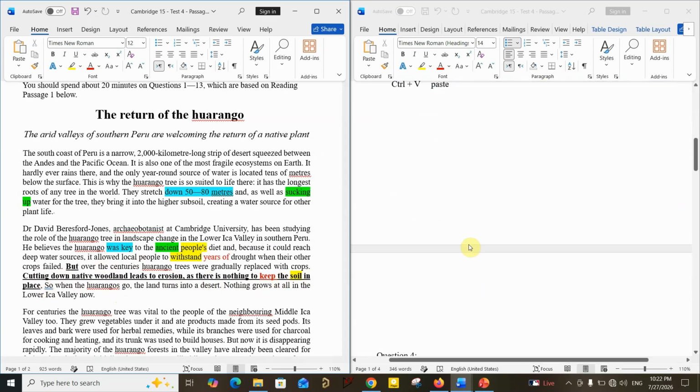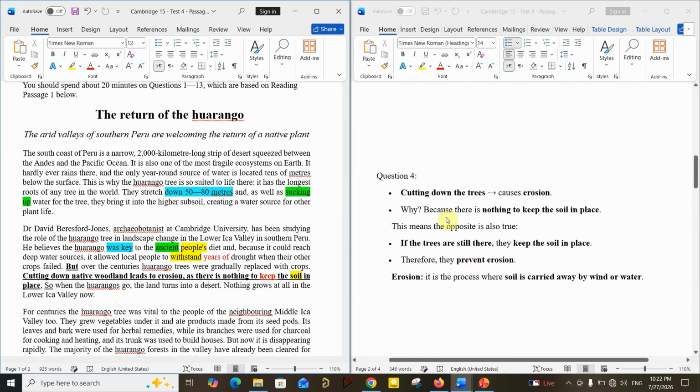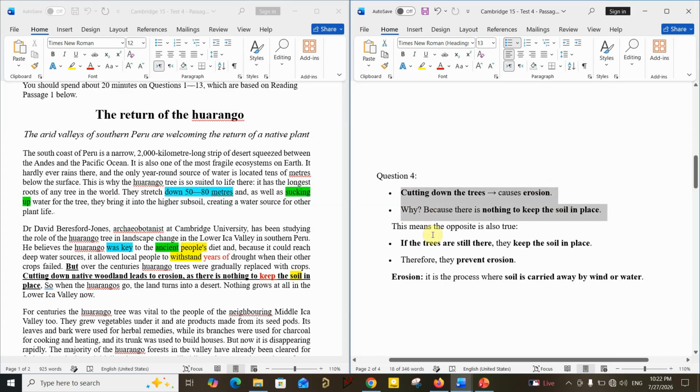So here, because this is really important, I take notes about this question. Cutting down the trees leads to erosion, causes erosion. Okay? Why? Because there is nothing to keep the soil in place. So it causes erosion. So this means that the opposite of this is true. If the trees are still there, they keep the soil in place and there is no erosion. Therefore, they prevent erosion.